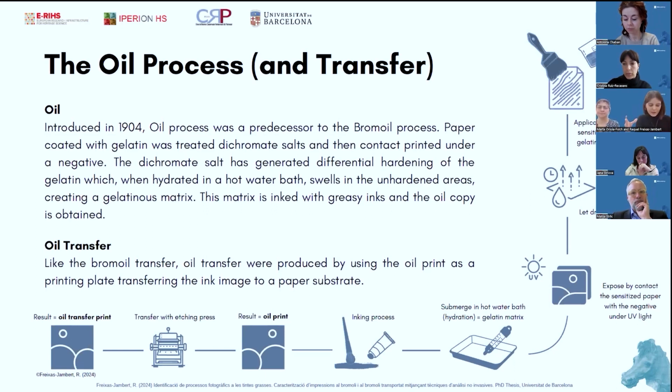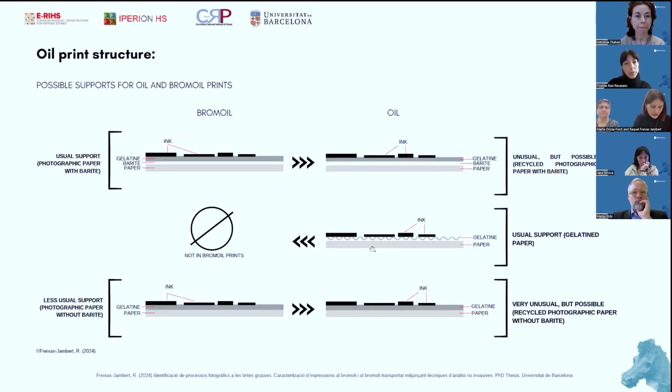So an oil transfer is exactly the same as a bromoil transfer print, but using an oil print as matrix, okay? So papers for the oil process could be made by hand, but were also commercially available. But distinguishing between oil and bromoil prints can be very difficult.